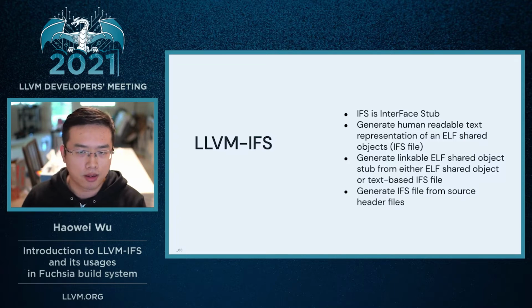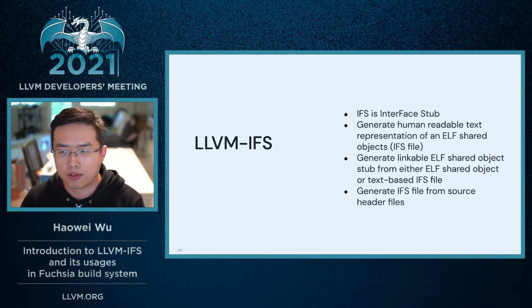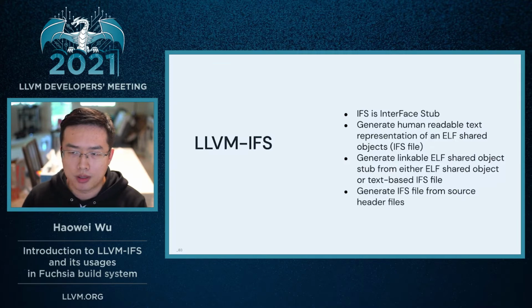So what is the LLVM-IFS? The IFS actually stands for InterFaceStub, which is the text representation of ELF shared objects. So as the name suggests, one of the primary features of this tool is to generate human-readable text representation of an ELF shared object, which is an IFS file. And another feature is to generate linkable ELF shared object stub from either the ELF shared objects or the text-based IFS. And the last feature would be to generate IFS directly from source files.